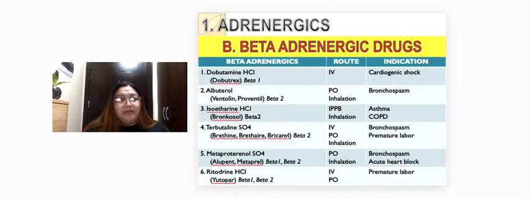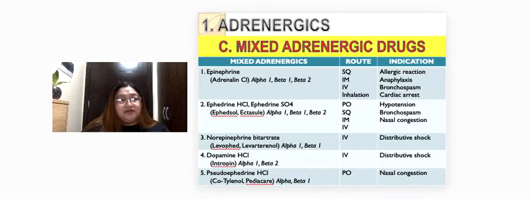Same with metaproterenol. It's for bronchospasm and acute heart block. So, bakit pwede siya sa lungs at pwede siya sa heart? Kasi beta 1 and beta 2. Beta 1 primarily in the heart. Beta 2 primarily in the lungs. Acute heart block is a form of dysrhythmia. Okay, ritodrine, no, is for premature labor.